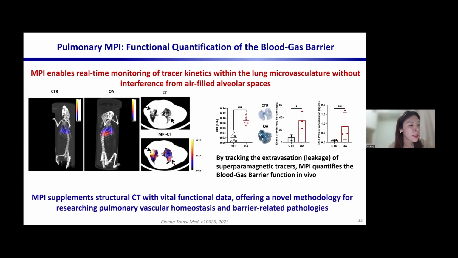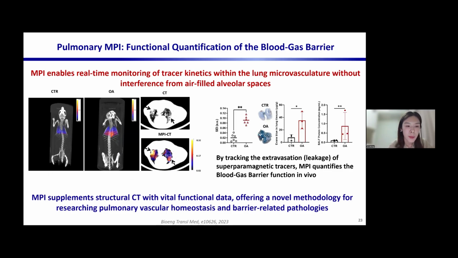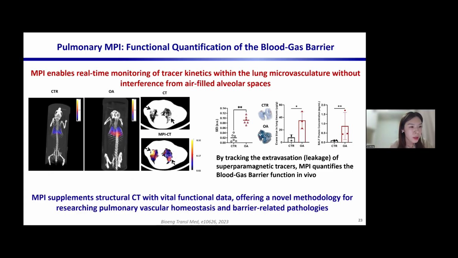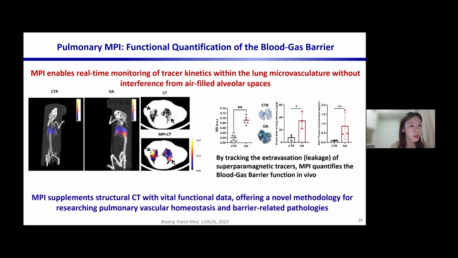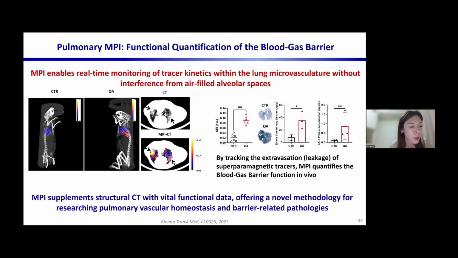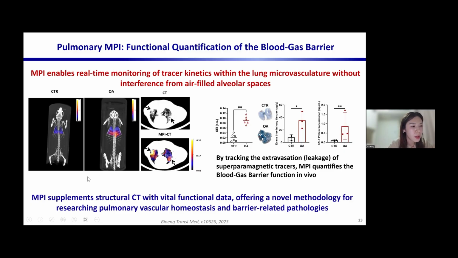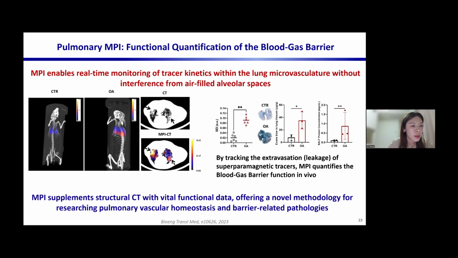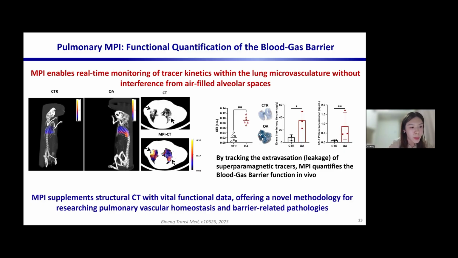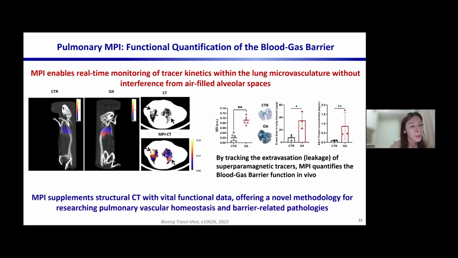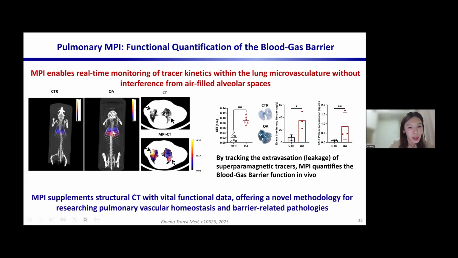And then since MPI signal are unaffected by the tissue-air interfaces, we believe it is very unique and very well suited for pulmonary imaging, for lung imaging, where other traditional modalities like MR or ultrasound often struggle. So in this work, we utilize the physical extravasation of spiles in the region with increased pulmonary vascular permeability. And this allows us to non-invasively assess vascular integrity in the lungs.